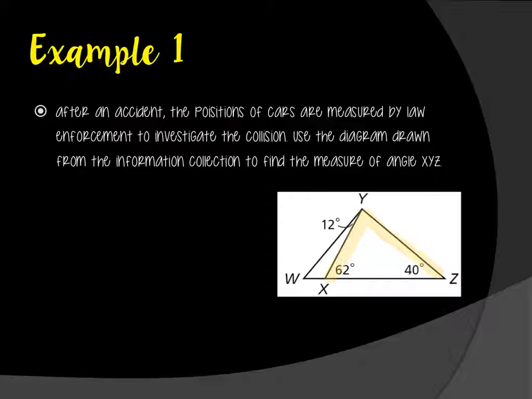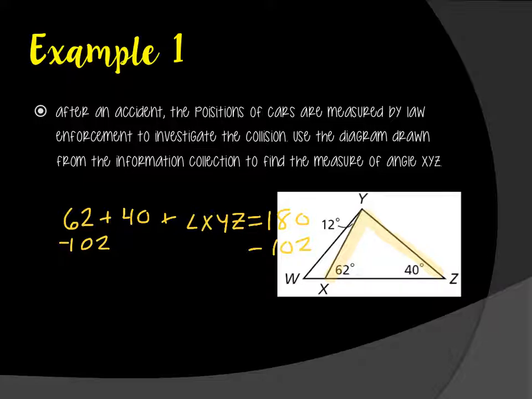Right, so if we add all the angles together and we set it equal to 180. So 62 plus 40 plus angle XYZ is equal to 180. So here we have 102, so we subtract 102 from both sides. So angle XYZ is equal to 78 degrees.